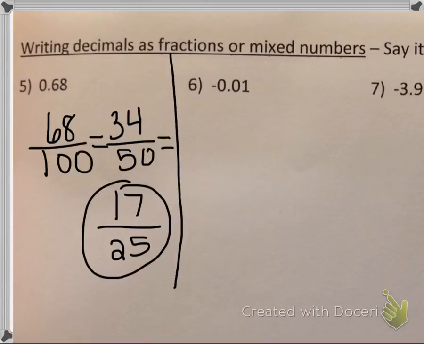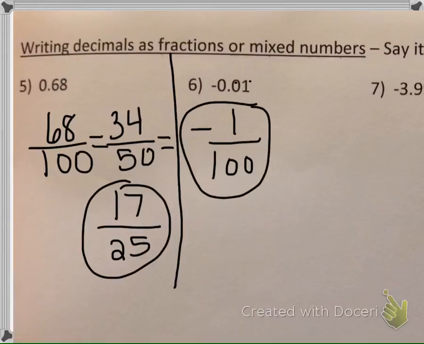Okay, number 6, you have a negative 0.01. To say that properly, you could say negative, and it would be 1. This is your tenths, this is your hundredths, so 1/100th. And that's already simplified, so you don't have to do anything more with that. You could just finish there. It's already simplified. Why don't you try number 7, 8 on your own?